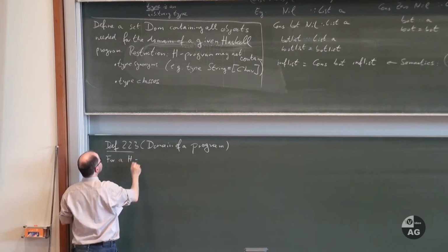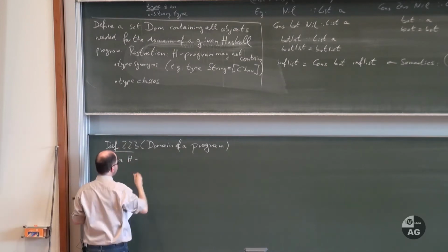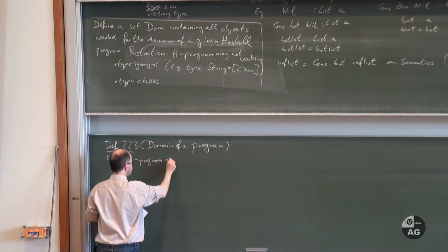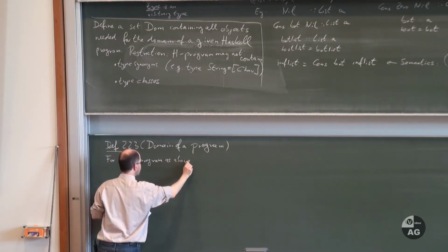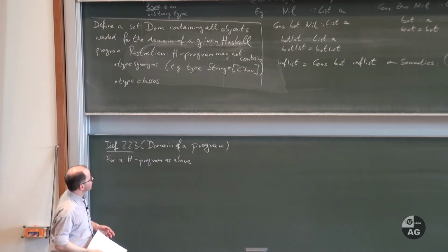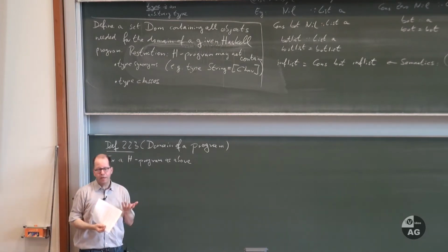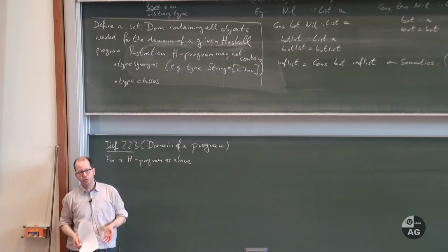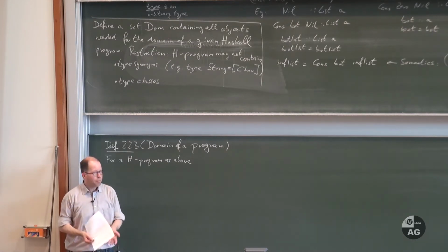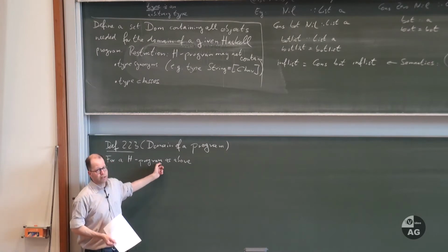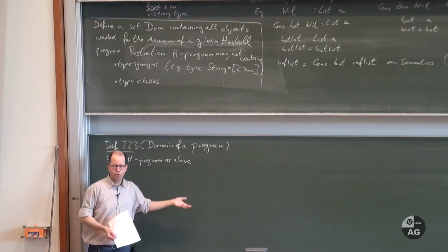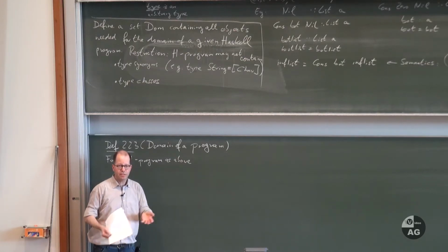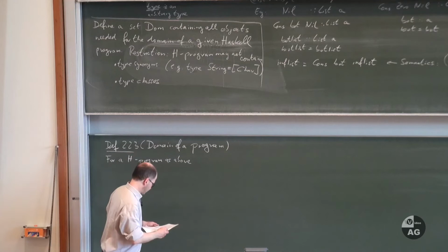So for a Haskell program as above, without type synonyms and type classes, what is the domain? The domain is essentially all terms that you can build from data constructors and bottom. So the domain depends on the set of data constructors in this program. We have to look into the program and check which data constructors are defined here, and that then determines the domain of the program.